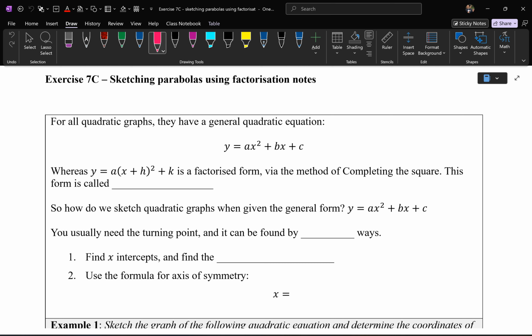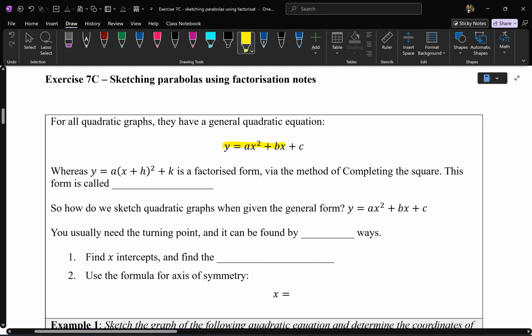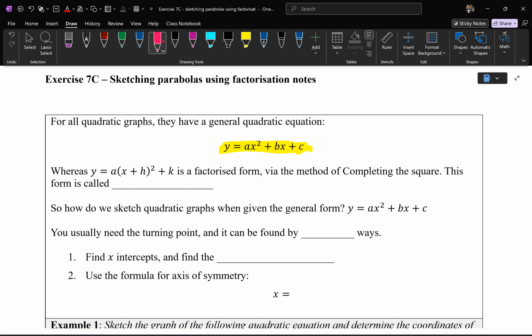So in your notes, what I do want you to write is this equation: y equals ax squared plus bx plus c. On the side, just write general equation. So like your linear had a general linear equation.